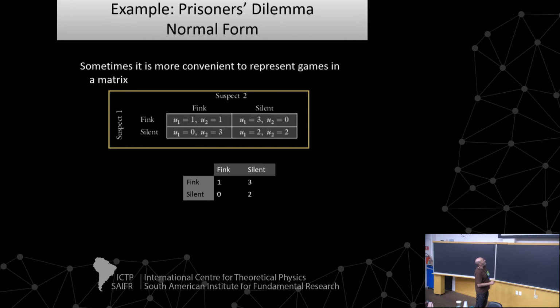Tree is equivalent to 1, 1? Yes, okay. Oh, yes, there is a problem here. But the idea is that think-think is 1, 1, silent-think is 0, 3, think-silent is 3, 0, and silent-silent is 2, 2. So the values are different from this one. This is my mistake. But from here, we can write this matrix.